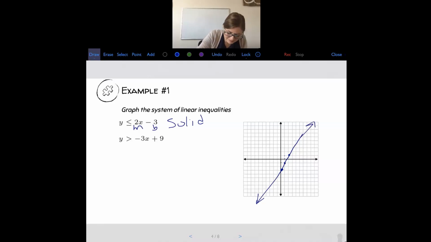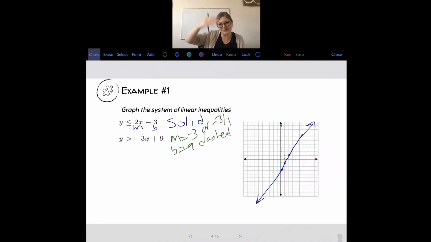For my next line, m is -3, b is 9, and this is going to be a dashed line. Okay, so I'm going to start at 9. And then my slope is -3, or -3 over 1, which means I fall 3 and crawl 1, or go down 3 over to the right 1. Okay, and then this line is dashed. Again, if you're using pencil, you can just erase certain parts of the line to make it a dashed line.